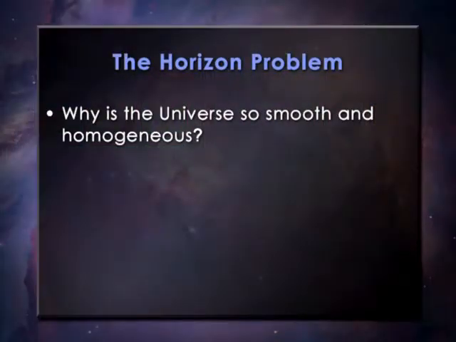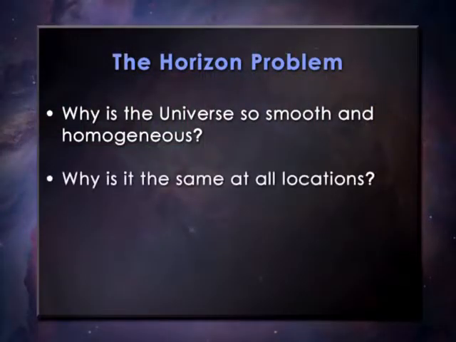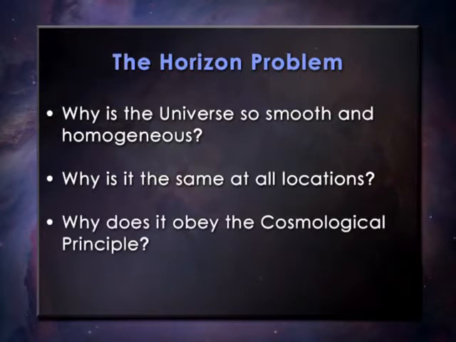So now let's turn to our second major problem for the standard hot Big Bang, the horizon problem. This can also be stated a few ways. Why is the universe so smooth and homogeneous? Why is it the same at all locations? In other words, why does it obey the cosmological principle? Now, just as before, you might be thinking, well, why not? But here's a simple reason why it's puzzling.